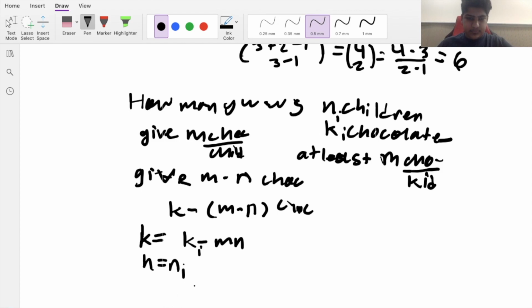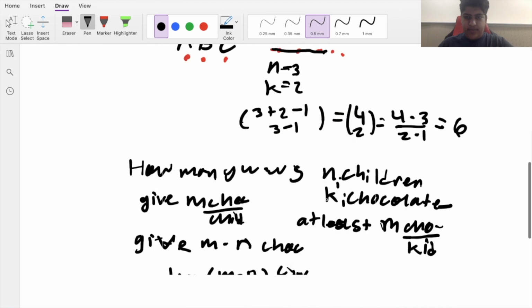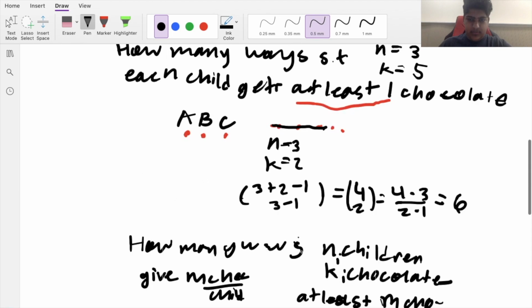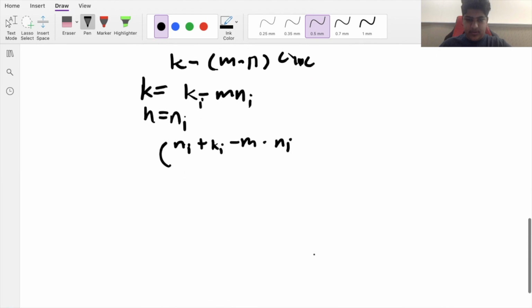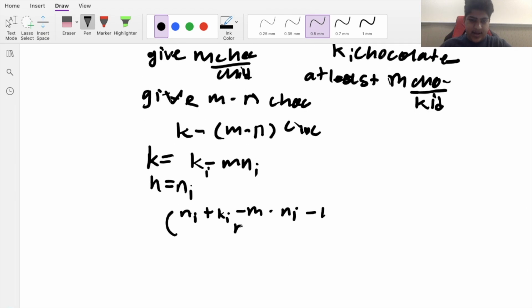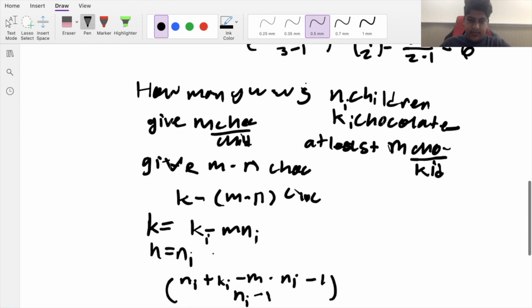So we have, as we said up here, n plus k minus 1, which is n sub I plus k sub I minus m times n sub I. Then we have another minus 1, all over n minus 1, which is n sub I minus 1. And that's it. We've just figured out the number of ways.